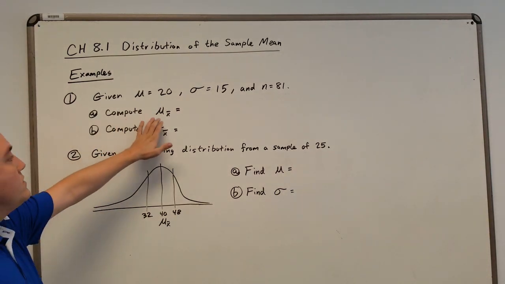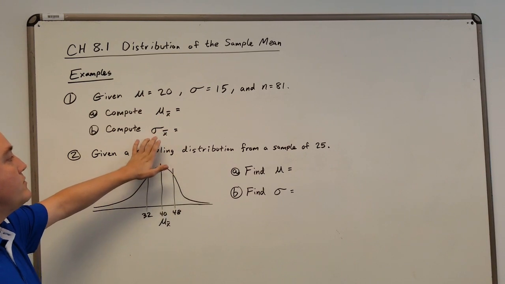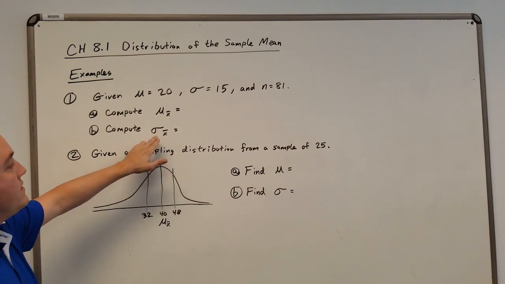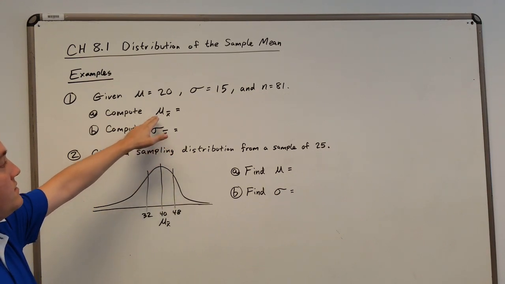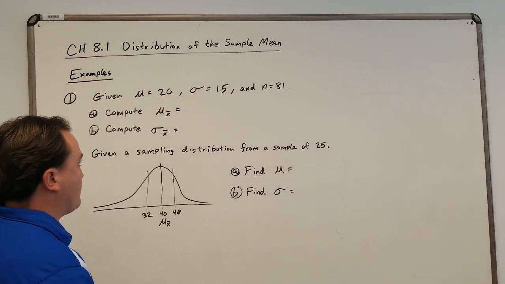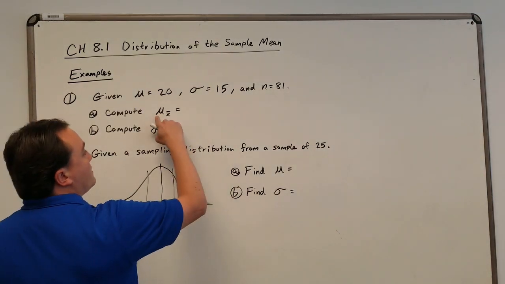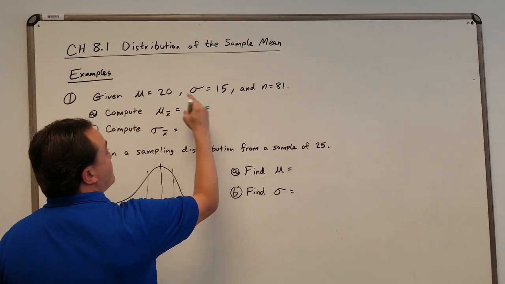We're going to compute the mean of the sample, and then we're going to compute what is called the standard error of the mean. We have those equations, so it's not very hard to do. We know mean of the sample is just the mean of the population. So it's 20.